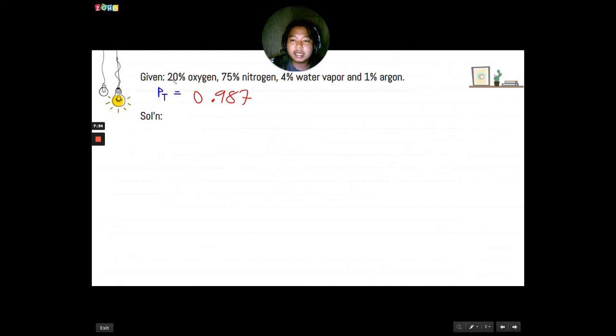We'll just get 20% of 0.987, 75% of 0.987, 4% of 0.987, and 1% of 0.987. So I'll be converting this to decimal. The P of oxygen, so I'll be using PO2, the partial pressure of oxygen, would be 0.20. I move two decimal places to the left to convert it to decimal so that I can include them. So 0.987.